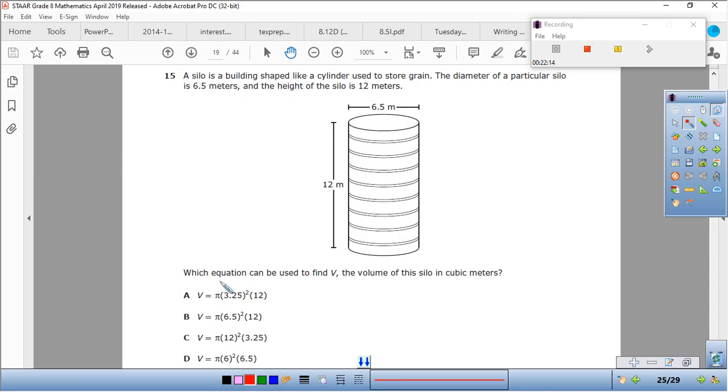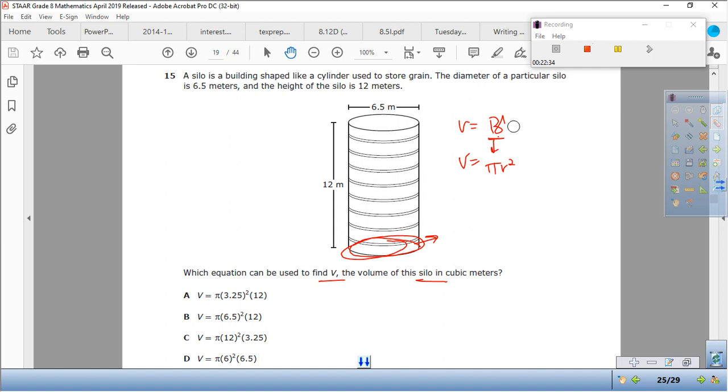So it's saying which equation can be used to find V, the volume of a silo, which is this cylinder thing. So volume is equal to BH. But B in this situation is referring to the base, which is a circle. So how do we get the area of a circle? Good, so volume is equal to this part right here. It gives me pi radius squared.